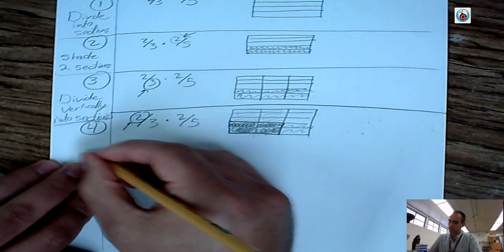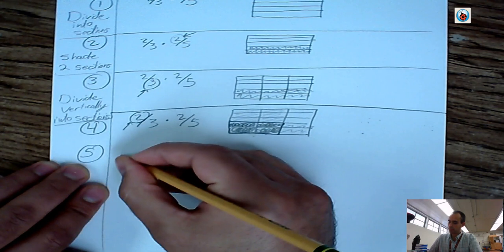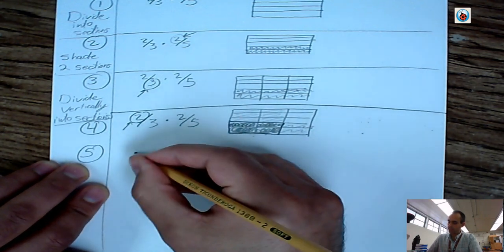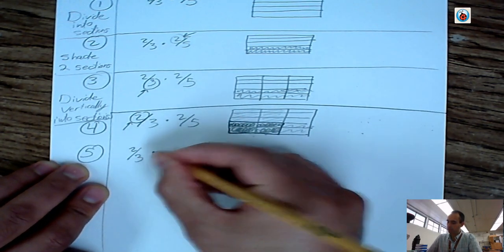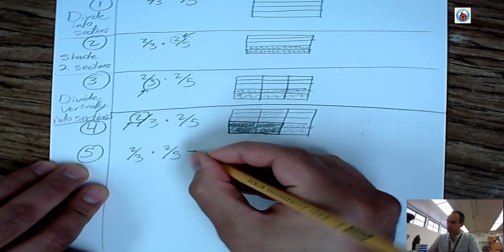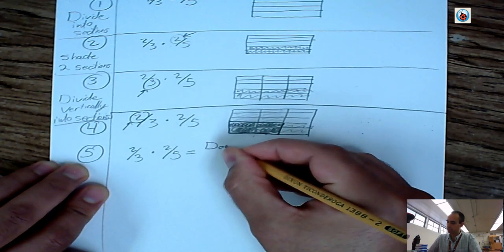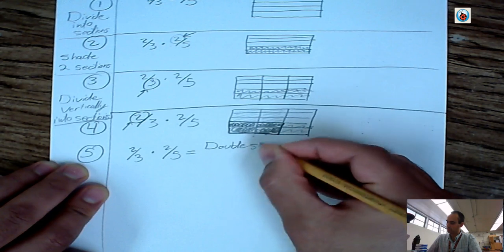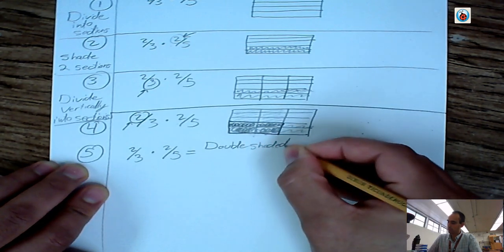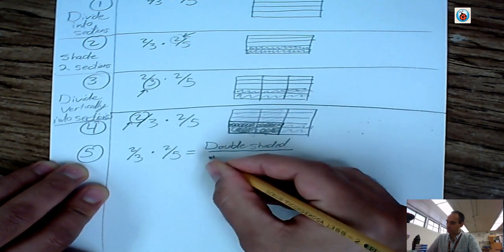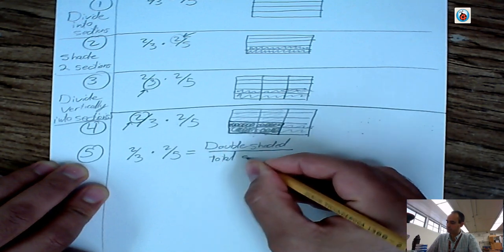Which takes us to the 5th part. So my answer of 2/3 times 2/5 is equal to the double shaded out of the total sections.